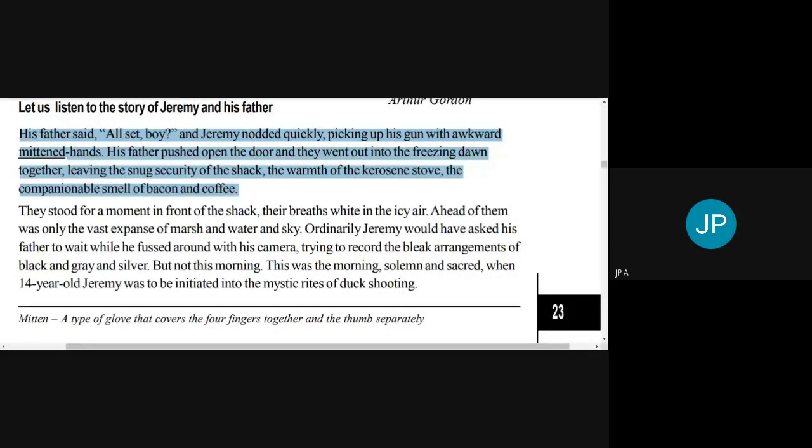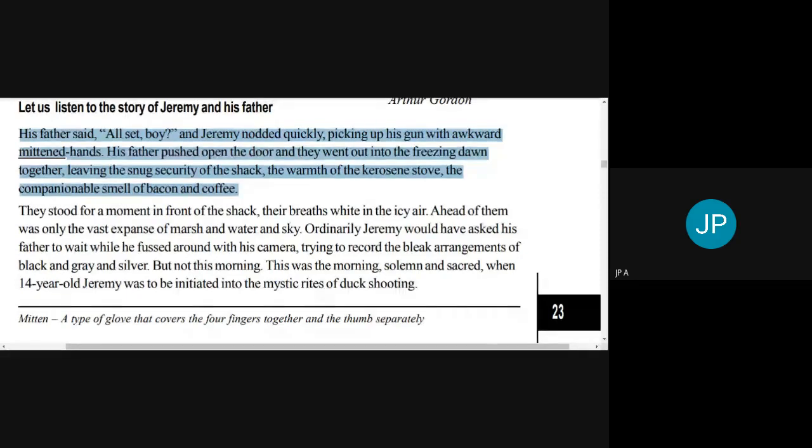So that is the beginning where they are going hunting, and his father is asking, "All set, boy?" Are you ready? Nodding is a movement of the head. So Jeremy is agreeing, yes, I am ready. When he is nodding, it means that he is ready. He picks up his gun with awkward mittened hands.